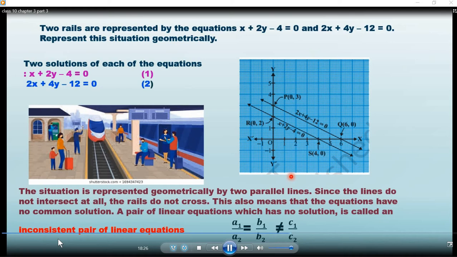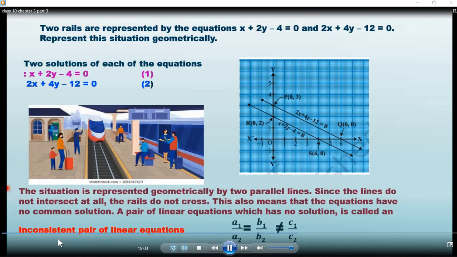You will have solutions when the lines intersect each other or are coincident. Here none of the conditions apply. Neither are the lines intersecting nor are they coincident. They are parallel. It means they do not have any solution. And when there is no solution, such a pair of linear equations is called inconsistent. Remember the vocabulary, inconsistent, and also write the spelling properly.